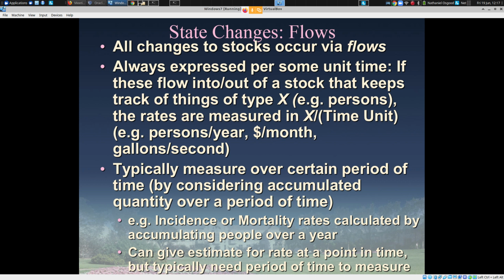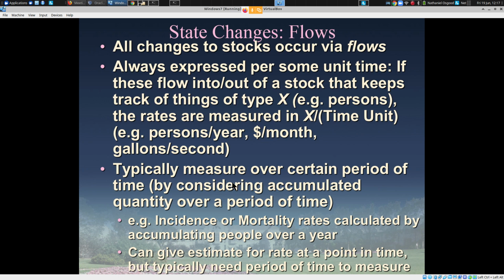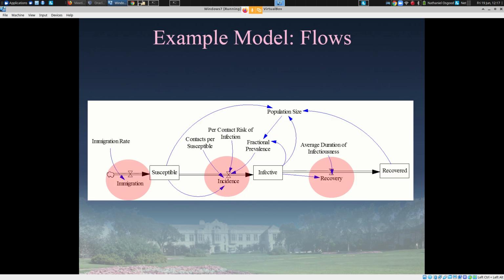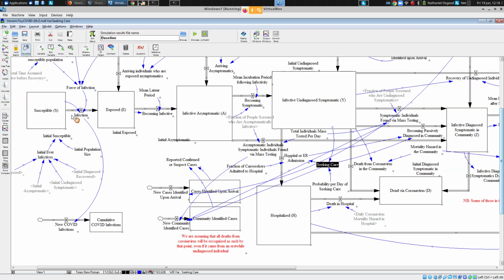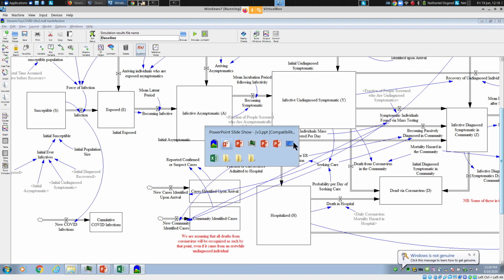The other major building block of these systems is flows, and that's shown here in red. And these flows basically characterize how many, in this case, it's how many people go from susceptible to infective within a given unit of time. So maybe the unit is day. So just as in our model, how many people go from susceptible to exposed in a day? That's characterized by this flow. And the equation for it is given by the force of infection times the number that are susceptible.